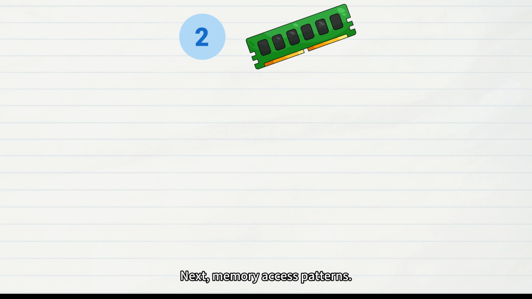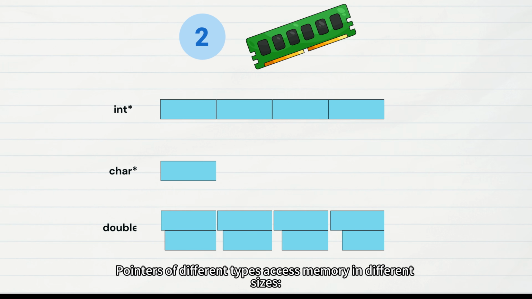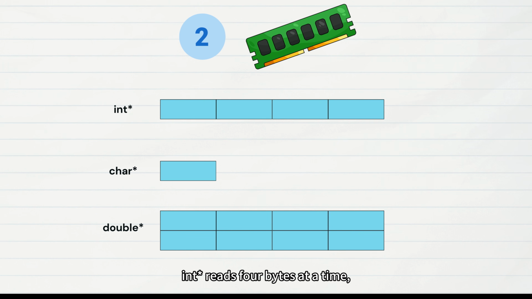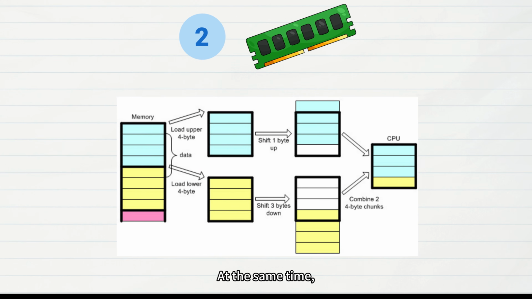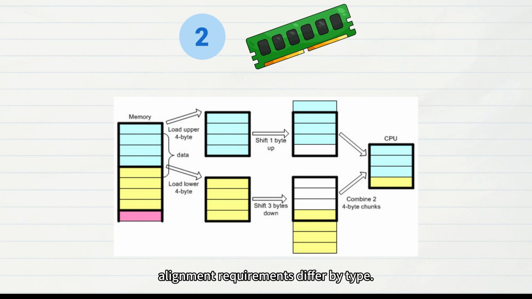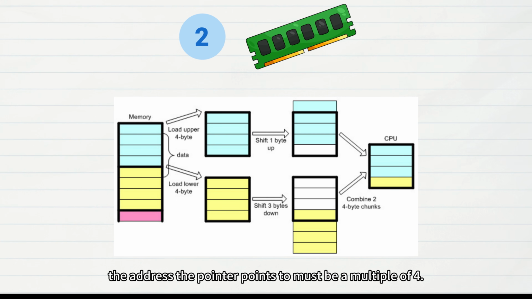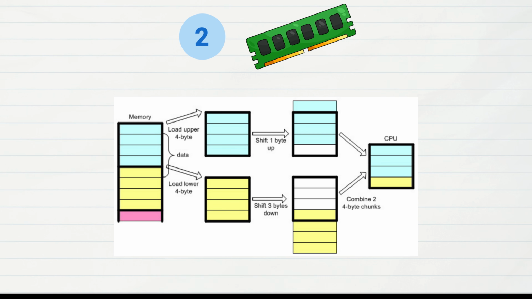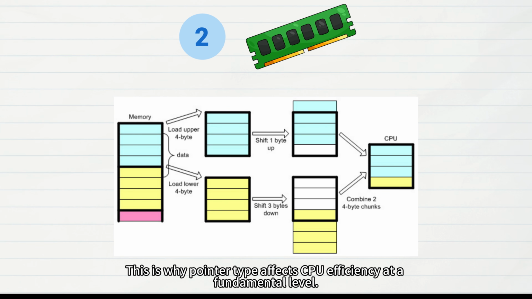Next, memory access patterns. Pointers of different types access memory in different sizes. Int pointer reads 4 bytes at a time. Char pointer reads 1 byte. Double pointer reads 8 bytes. At the same time, alignment requirements differ by type. For example, int typically requires 4-byte alignment. The address the pointer points to must be a multiple of 4. If the address is misaligned, the CPU may need an extra cycle to read memory, reducing efficiency. This is why pointer type affects CPU efficiency at a fundamental level.